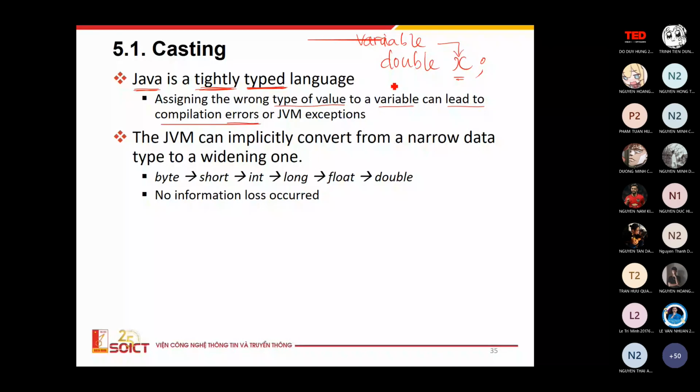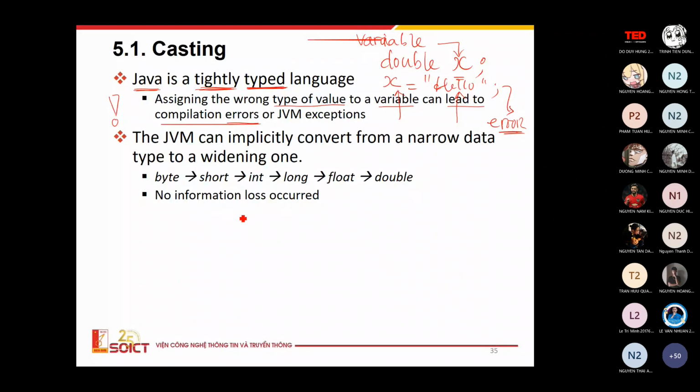Okay, and now you assign a wrong value to x. For example, "hello", like this. It will give you an error, because you assign a string of characters to a variable of double type. So it will give you the error. Okay, so be careful when you assign a value to a variable.